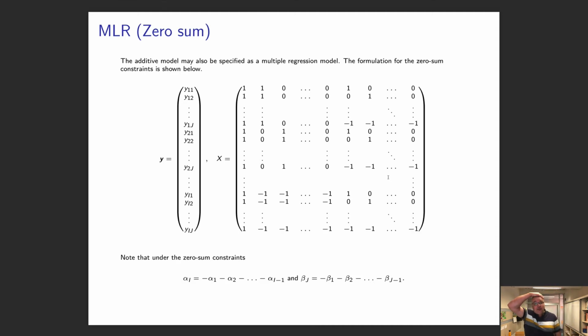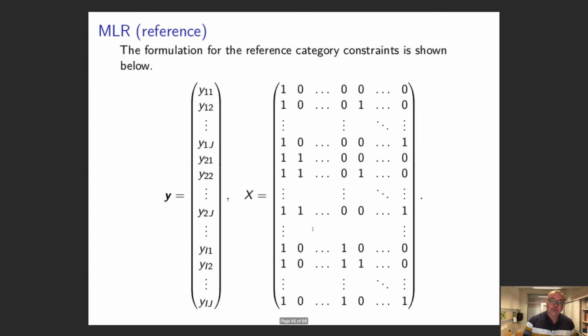Here is the setup of the model with zero-sum constraints. The main thing you should remember is that the last level is equal to the negative of the previous levels. You can see the setup we've got here. Generally the first level of the first predictor is 1, but by the time you get to the last ones, you get a lot of minus ones. I don't use this one a lot; I find it hard to interpret.